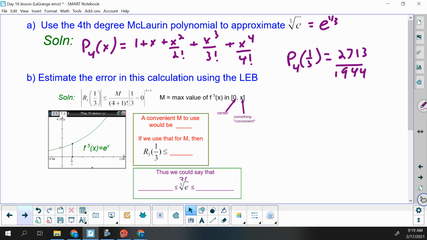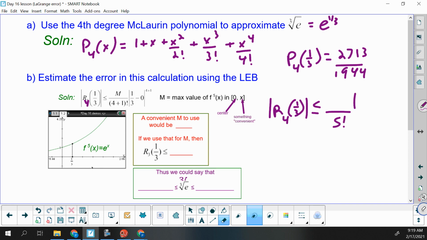Well, let's see if we can pick out a value of m for that. First off, this is supposed to say a 4 here, because we want our fourth remainder, because we were doing fourth degree in this case. So for our fourth degree remainder at a third, some things we know for certain: this factorial has to be 5. In our absolute value, we should have the value we subbed in minus the center, which is 0, since it's Maclaurin. And then this exponent should match that factorial 5. So the decision is the m.